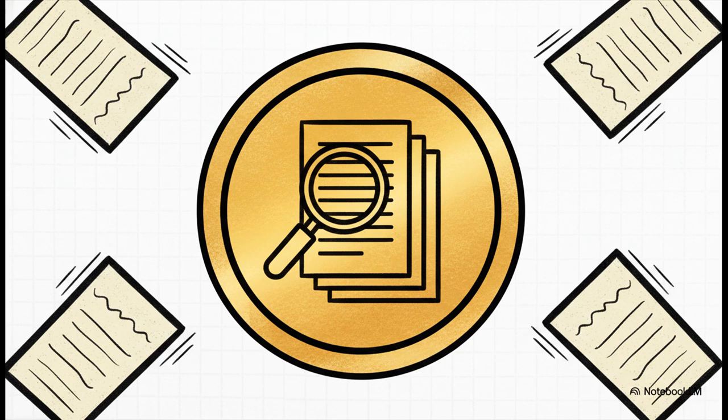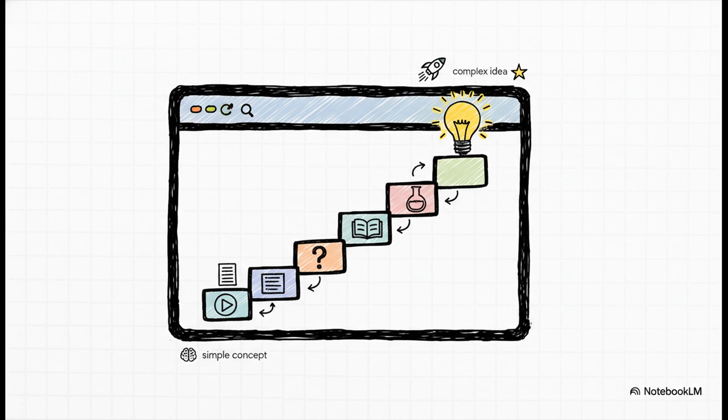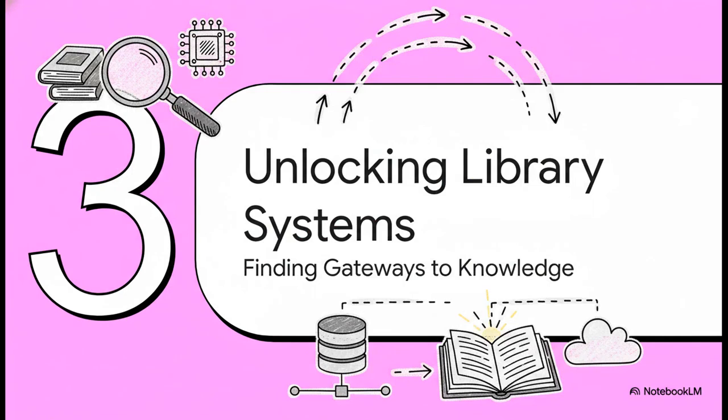The absolute heavyweights for any serious project are going to be scholarly databases. Platforms like JSTOR or Google Scholar are your direct gateway to peer-reviewed articles, which are, without a doubt, the gold standard in academic research. And don't overlook educational websites. Resources like Khan Academy or Coursera are absolutely fantastic for getting a solid handle on a topic. They give you structured tutorials and all the background info you need before you dive into that deeper, more specialized research.